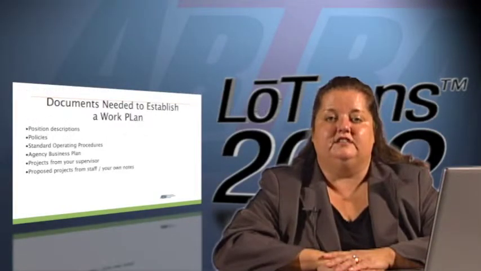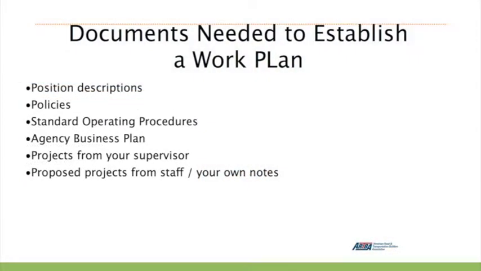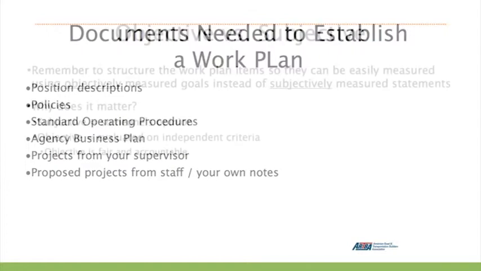In order to begin establishing a work plan for your agency, office, or work unit, you need some basic information, such as position descriptions for your staff, policies which must be followed in your work, standard operating procedures, your agency's business plan, projects from your supervisor, and proposed projects from your staff or your own notes. You will use these as reference documents to start outlining the tasks to be included in your overall office work plan, and then broken out into individual staff work plans.